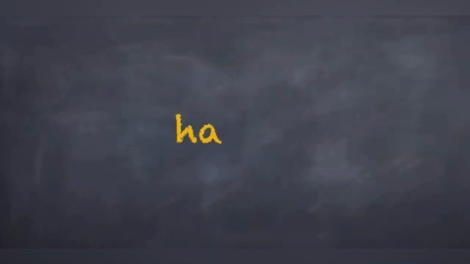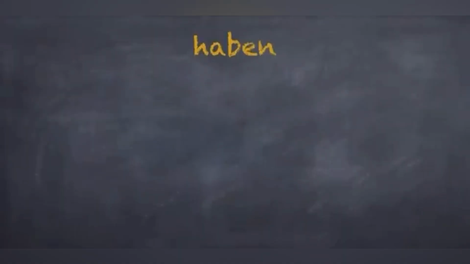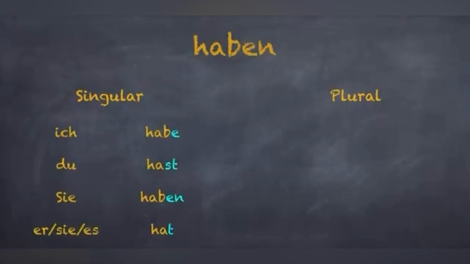Now let's conjugate the verb haben. Remember the pronouns we did in the previous lesson? We will be listing all these pronouns and conjugating the verb haben with each one of them. Do repeat after me. Here are the pronouns in singular. Ich habe, du hast, er, sie, es hat.